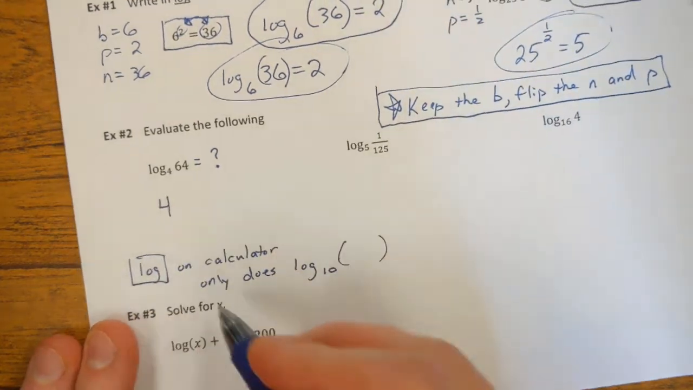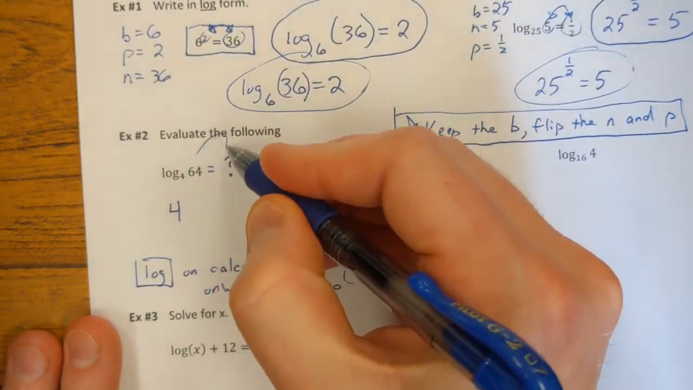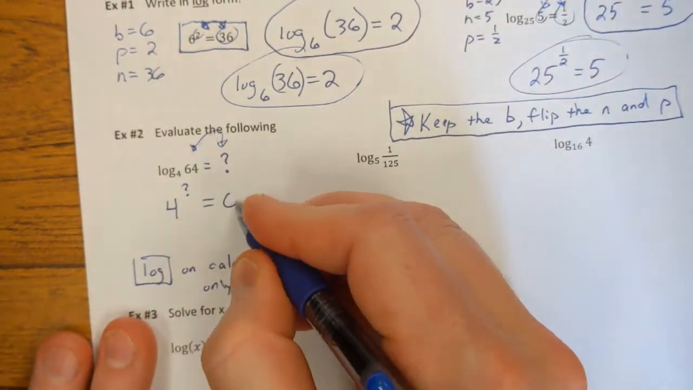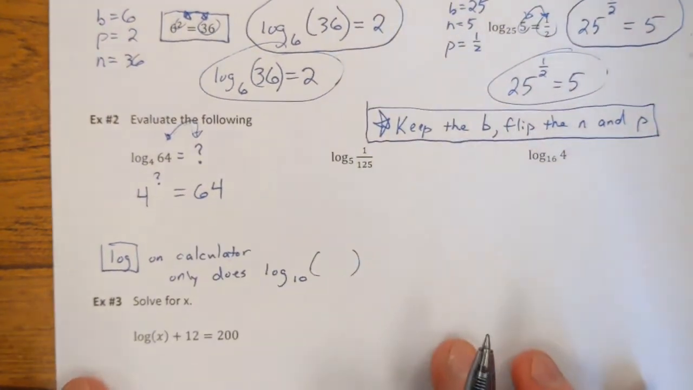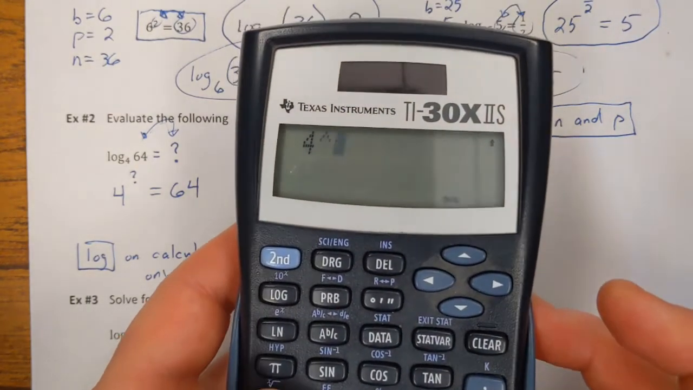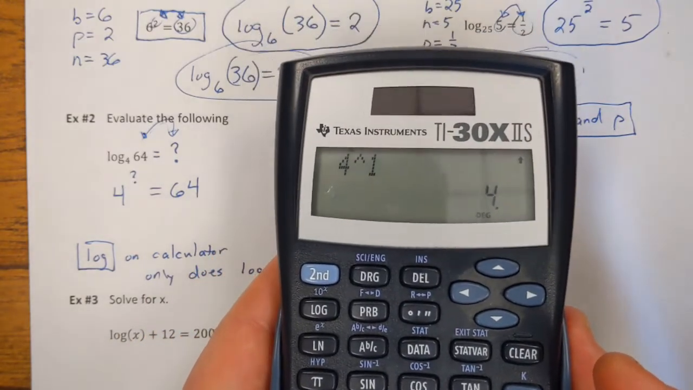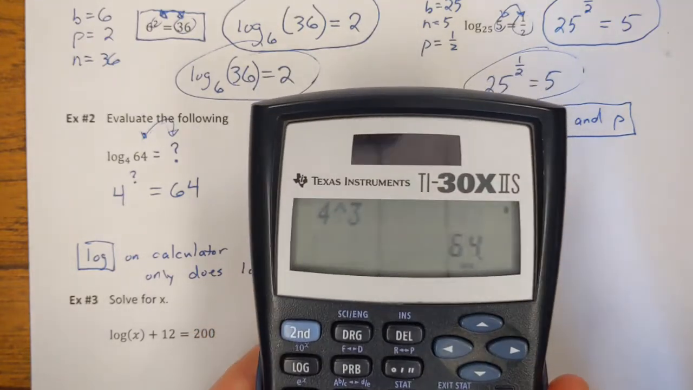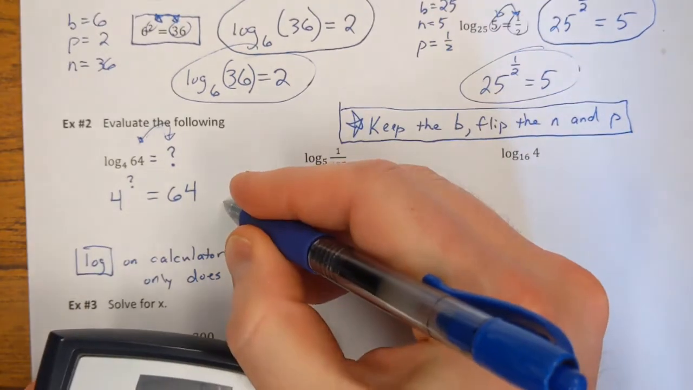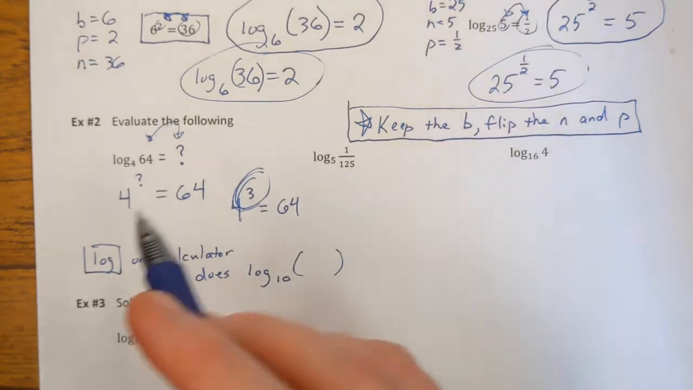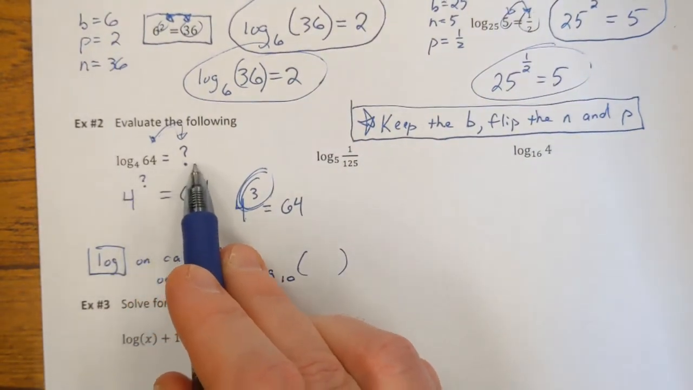I'm going to keep the b first, the 4, and I'm going to flip the positions of the n and the p. My question mark is going to go left of the equal sign, and my 64 is going to go to the right. At this point in the chapter, your only real option to get this answer is to start guessing and checking. 4 to the first power is 4. 4 to the second power is 16. 4 to the third power is 64. So since 4 to the third power is 64, my answer is 3. Log base 4 of 64 is equal to 3.